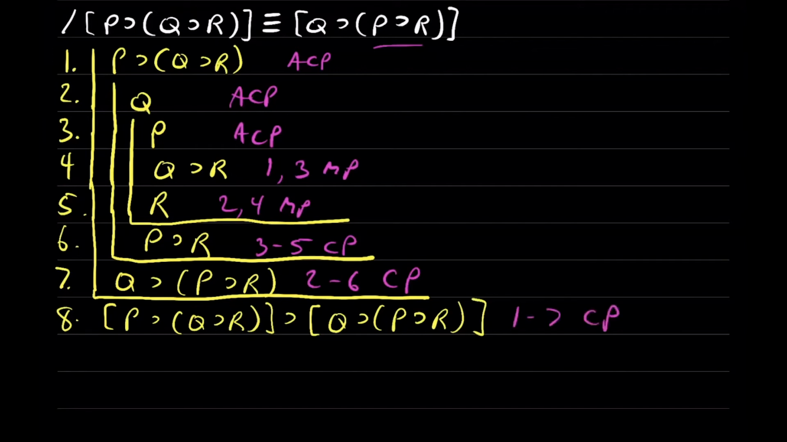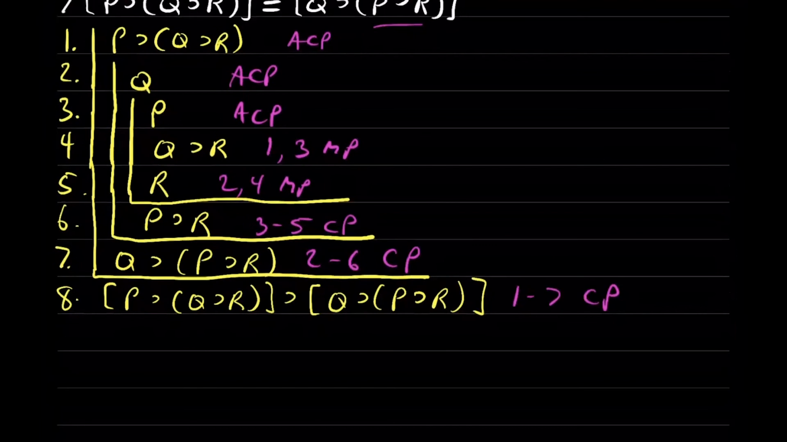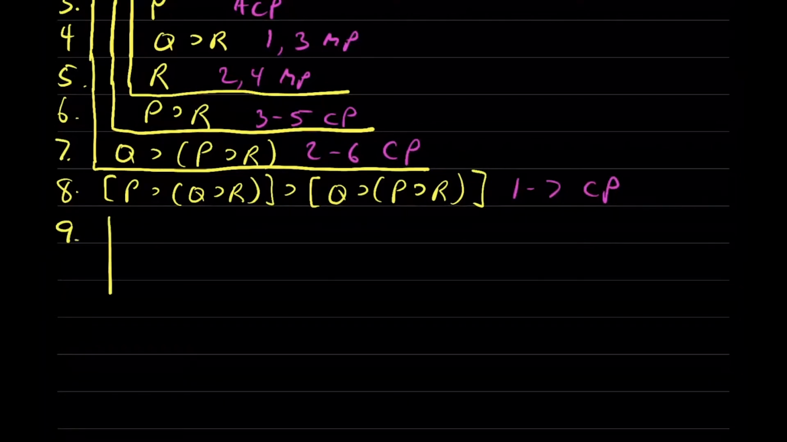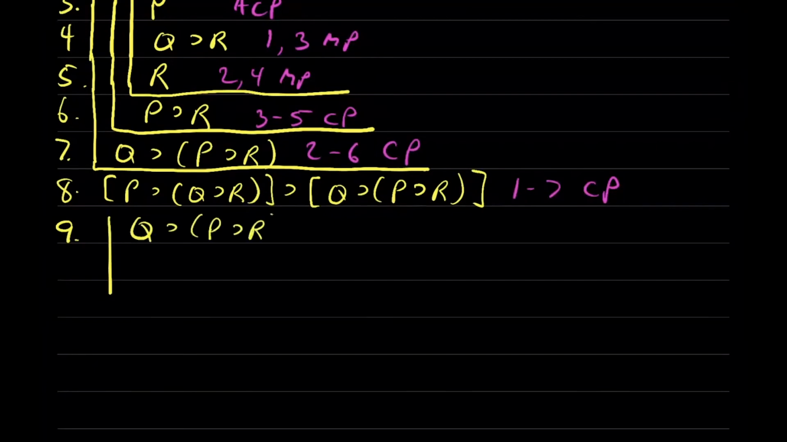But I'm only half done. I've shown that the conditional works one direction. Now we need to prove it in reverse. So on line 9, I'm going to scroll down a bit here. On line 9, I'm going to start another conditional proof sequence. Starting with the right side, I'm going to assume Q implies that P implies R. Assumption for conditional proof.